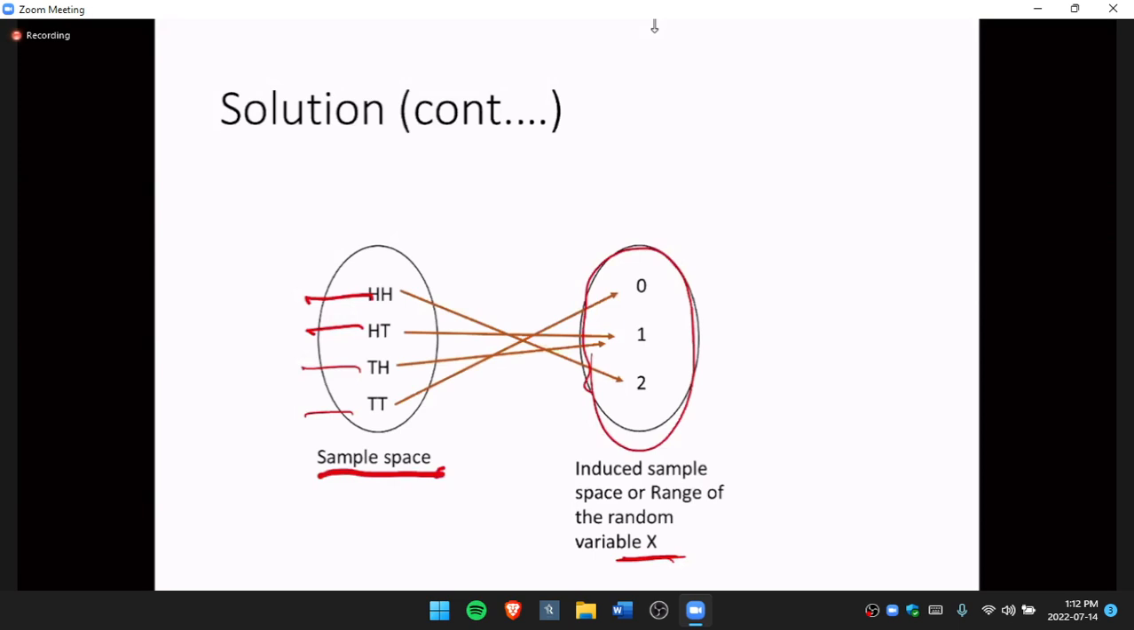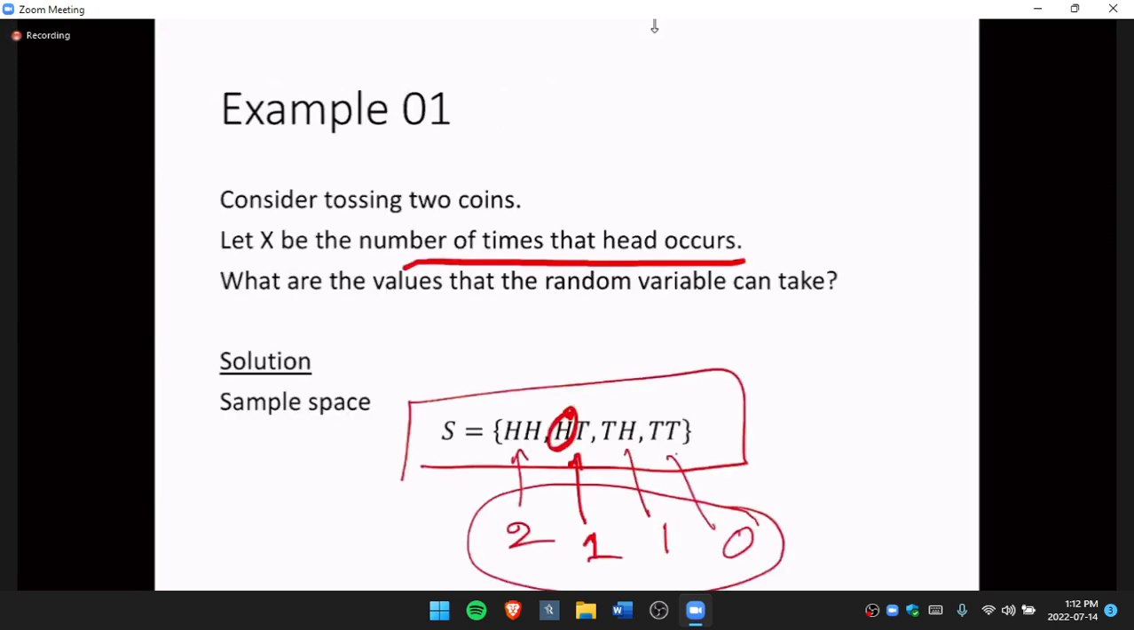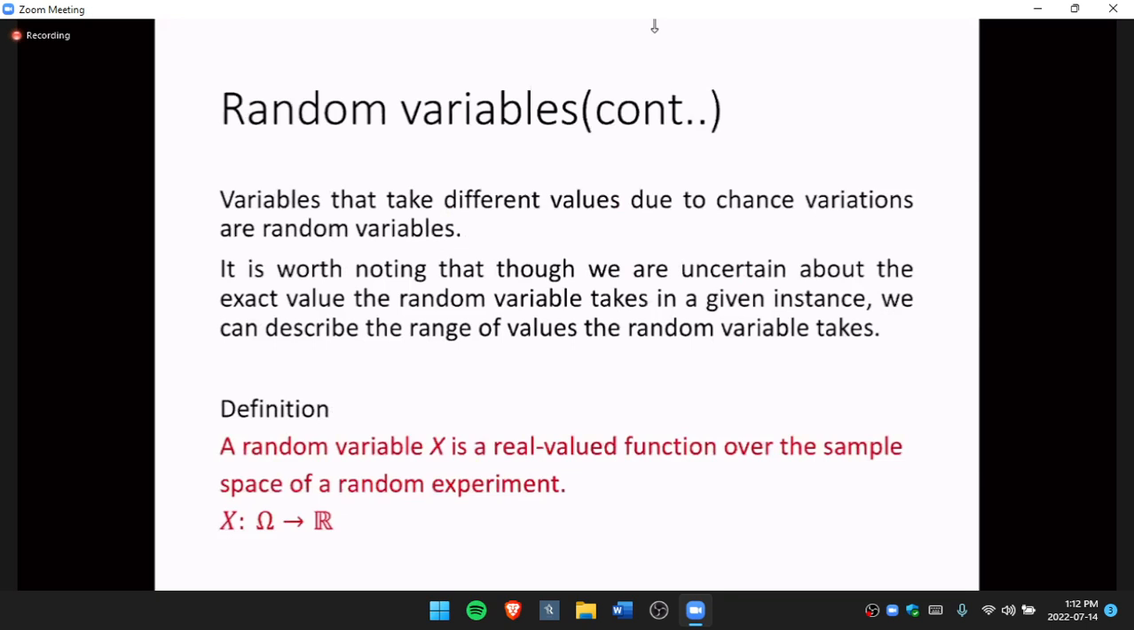If you can remember, we define the random variable X as a real valued function. It always takes only real values, like 0, 1, 2. We define that random variable over the sample space. Or simply we can say that the random variable should represent all the elements in the sample space, right? That is how we usually define a random variable.